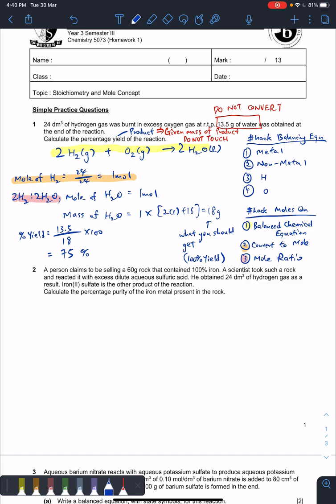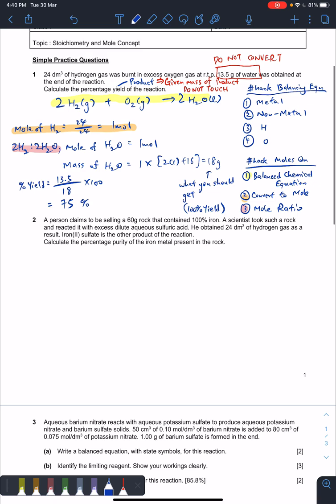Okay, now that you have done question number 2, let's look at how we do it. First step, let's write the equation. It says the rock contains iron, alright? So we have iron plus sulfuric acid. This is something that you should be very familiar with, you're supposed to know. It gives you hydrogen gas and iron(II) sulfate. All this is given in the question. You just read and write down accordingly.